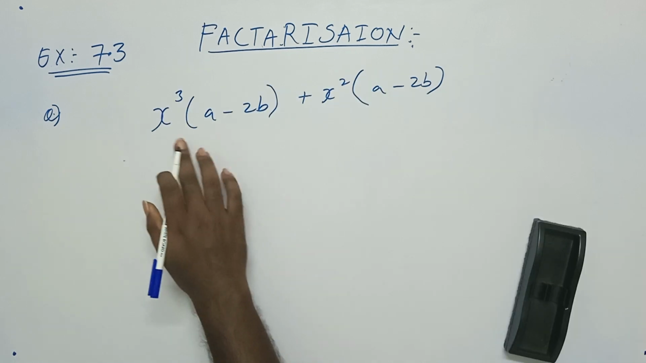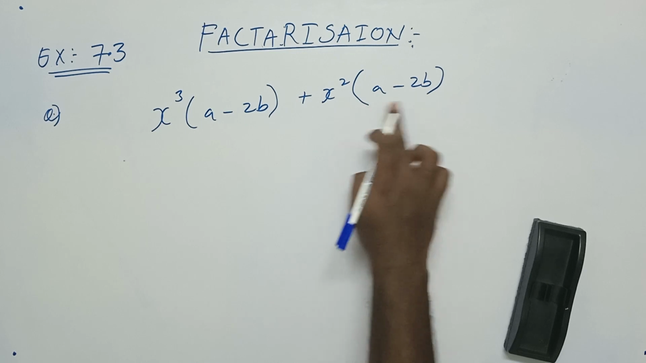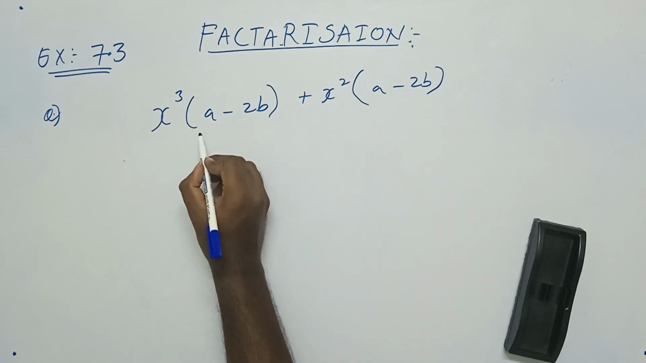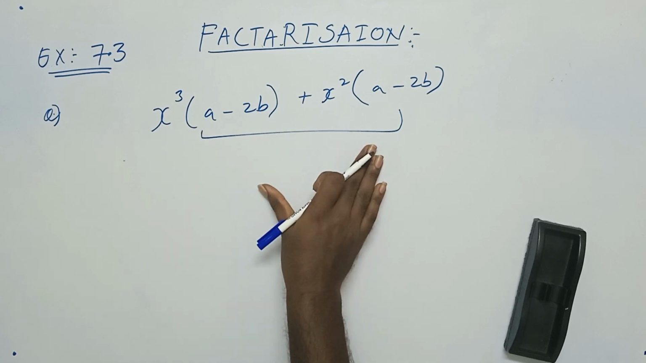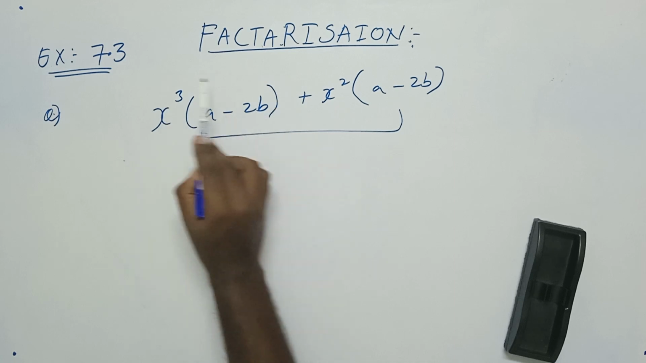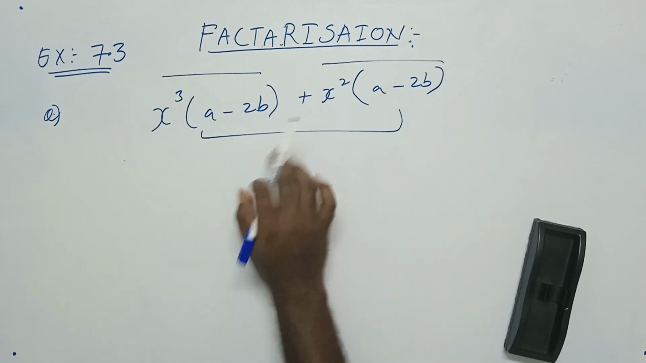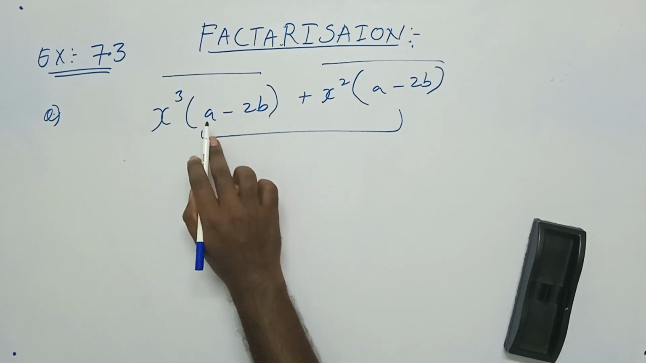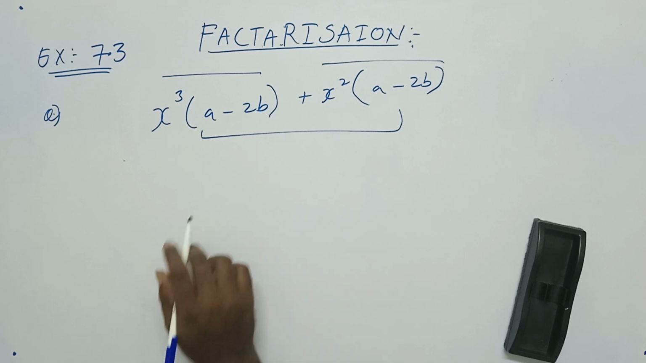So our next problem is x cube times a minus 2b plus x square times a minus 2b. First we have to determine the factors of this expression. So first of all, we have to determine what the terms are. This becomes one term, and this becomes another term. Right now we are going to try to take common from both the terms. That means we are taking the HCF, right?